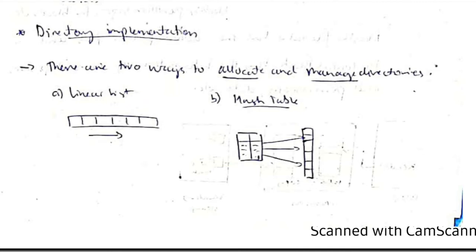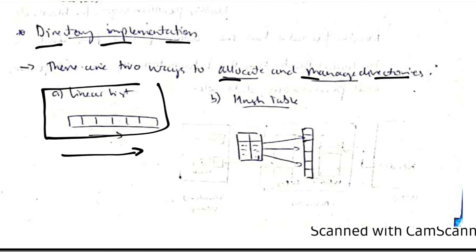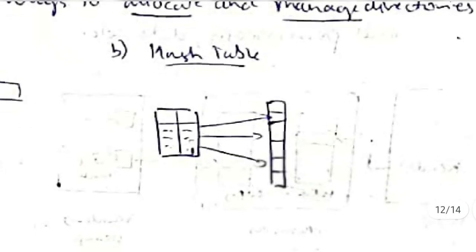Okay, now, just as how we discussed about the file system management, we have directory implementation also. There are two ways to allocate and manage directories. First one is linear list, meaning all the directories are stored in the form of an array in contiguous memory locations. Or the second one is hash table. Hash table means it's just like an index. We'll have the number here where the actual directory is stored, and by using a hash function, we can know what the number is. Okay.